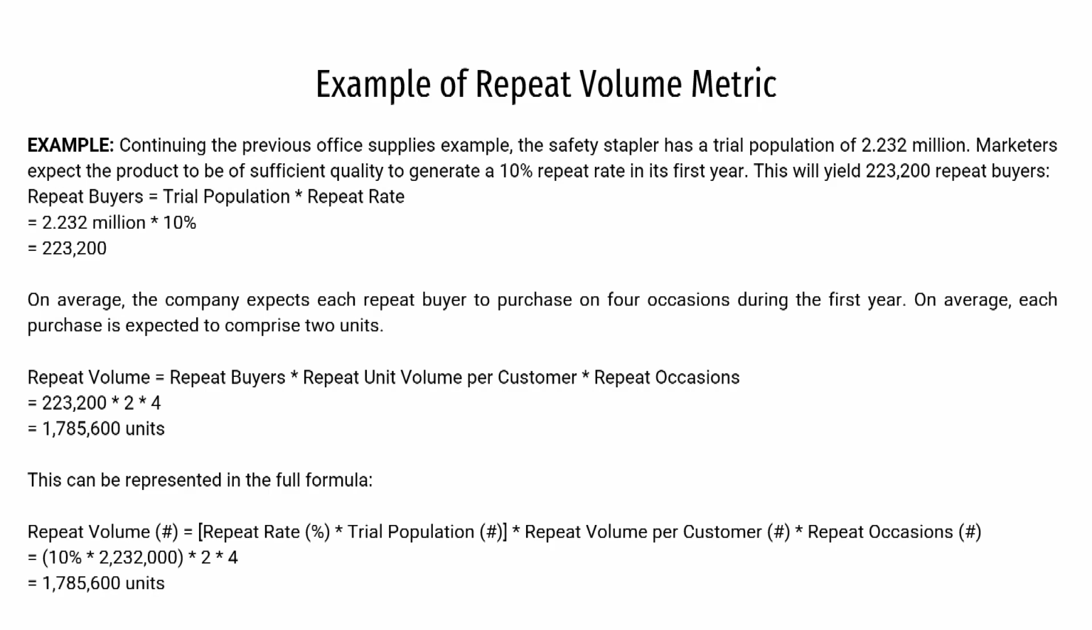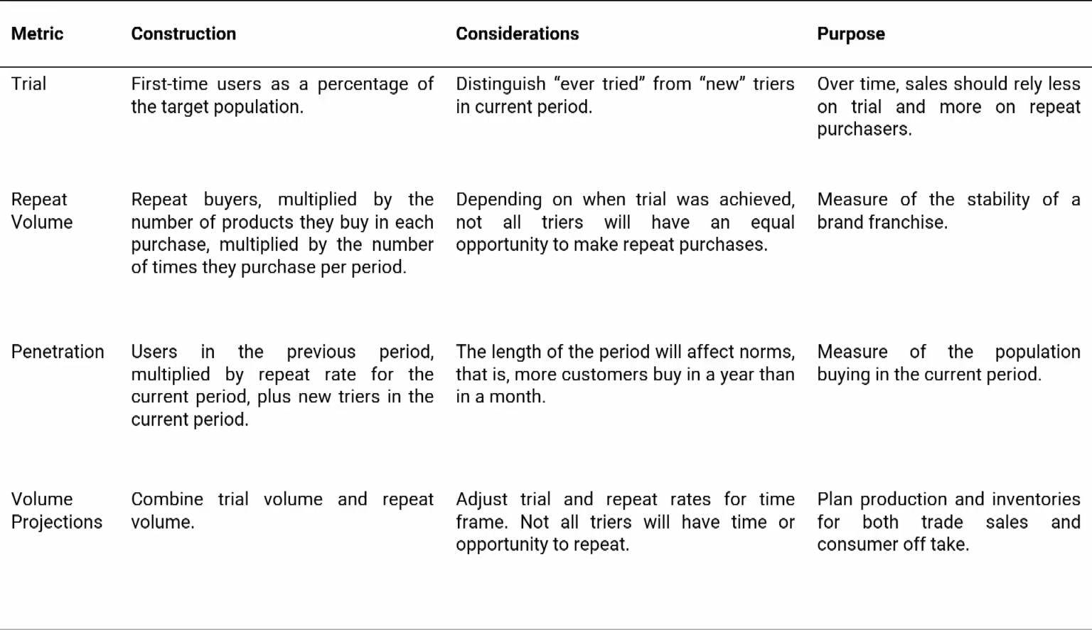So, this can be represented in the formula, right. What is the repeat rate, what is the trial population, what is the repeat volume per customer, and what is the repeat frequency. So, based on this we can calculate the overall projection. Our overall projection as far as this example is concerned is 1,785,600 units.